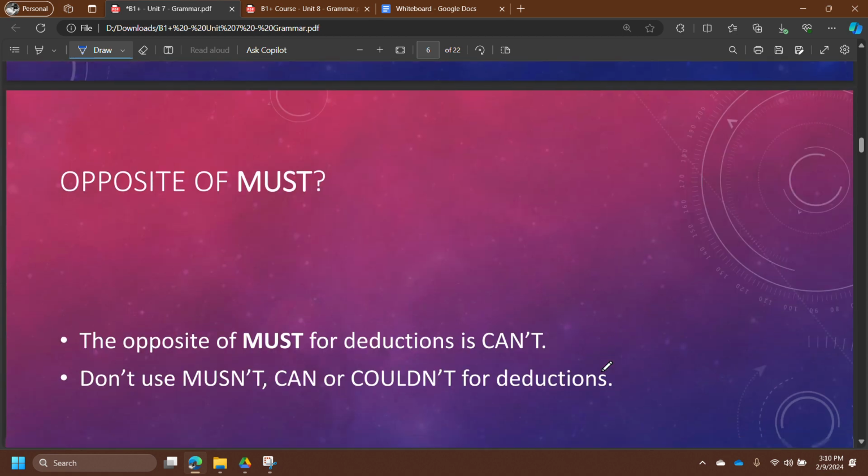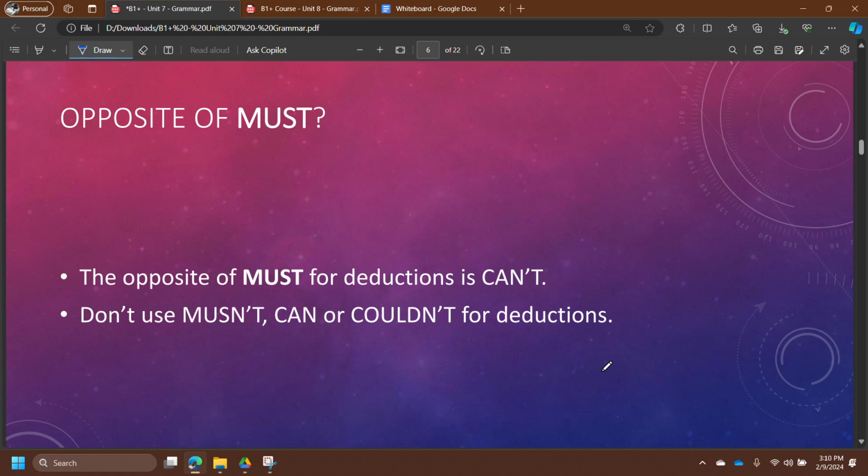Okay? Now, what about the opposite of must? Okay, so the opposite of must, guys, for deductions is can't. We normally don't use mustn't and can or couldn't for deductions. Okay, so just remember these three.